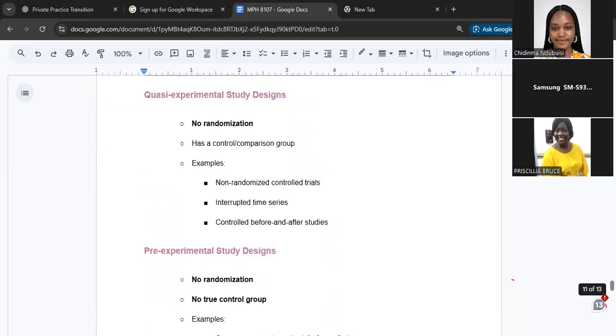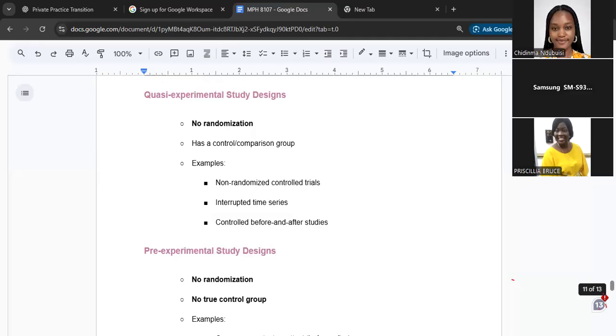Then we have the quasi-experimental study designs. Now for these ones, people define them in different ways, such that you may not even know where you want to put it. But the way that makes sense to me is to say we have the true experiment, we have the quasi-experiment, and we have the pre-experimental study design.